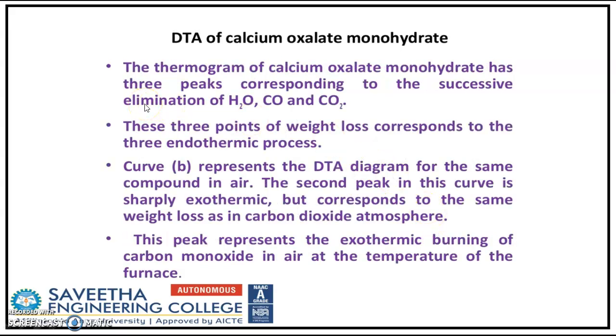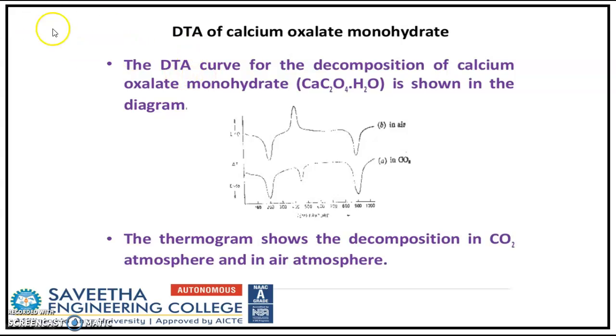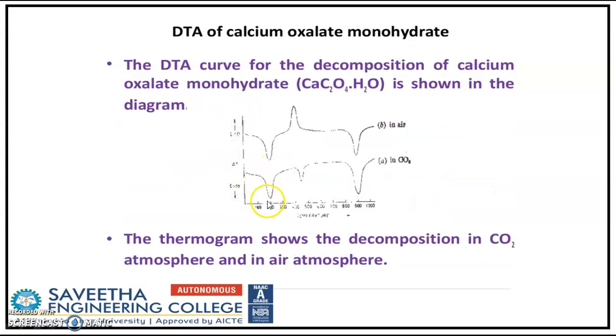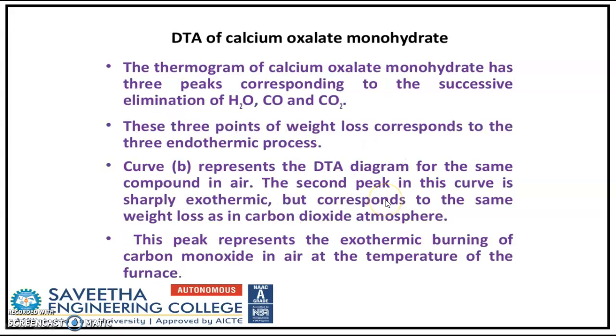The thermogram of calcium oxalate monohydrate has 3 peaks. So here you can see 3 peaks for carbon dioxide, and they show the successive elimination of water, carbon monoxide and carbon dioxide. These 3 points of weight loss correspond to the 3 endothermic peaks. As I already told, if you see the peak downwards, it's an endothermic peak. Here you can see the weight loss of water molecule, carbon monoxide and carbon dioxide.